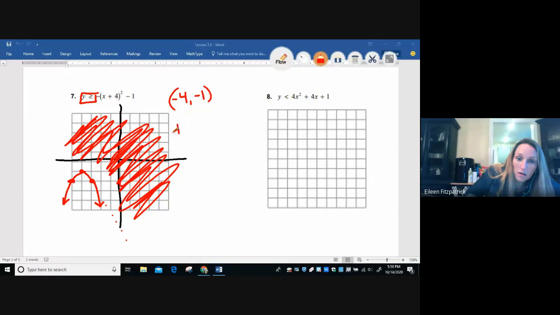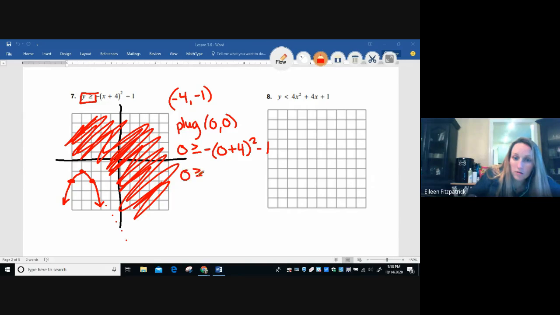I'm going to plug (0, 0) into the inequality and see if it works. So it would be 0 for the y is greater than or equal to negative (0 for the x plus 4) squared minus 1. So 0 is greater than or equal to negative 4 squared minus 1. 0 is greater than or equal to negative 16 minus 1. 0 is greater than or equal to negative 17. Is this true? Is 0 greater than or equal to negative 17?